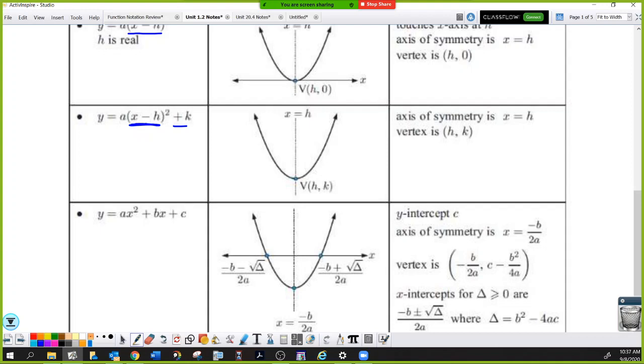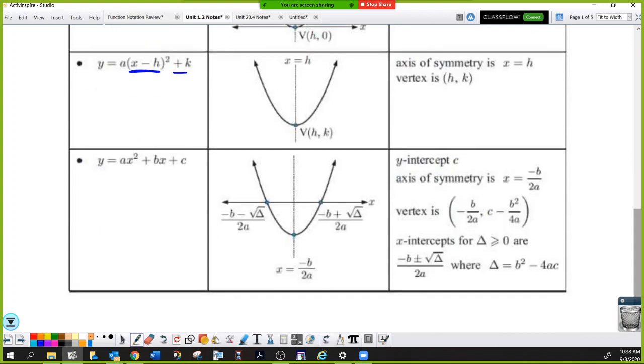And the one at the bottom would be your general quadratic form, ax squared plus bx plus c. This was the one that I challenged you on: could you use completing the square on it and see what you got? Well, what you got was the quadratic formula.